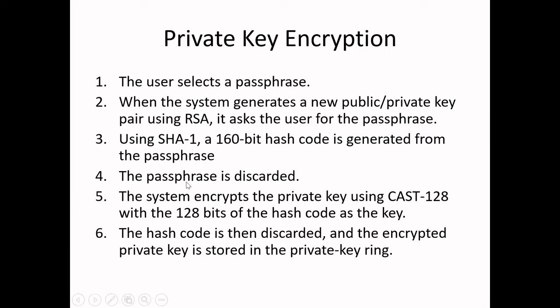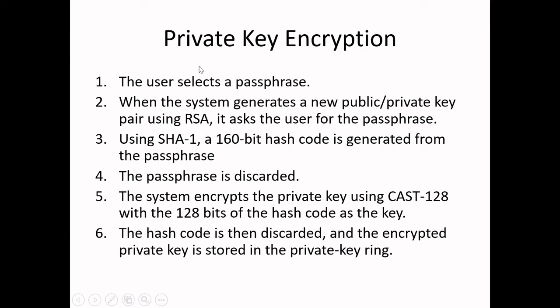It is not being stored. That is not necessary, right? Storing that can lead to security issues. So that is discarded. And now the system encrypts the private key using one of these symmetric key algorithms, CAST-128, with 128 bits of the hash code as the key. Then the hash code is discarded and the encrypted private key is stored in the private key ring. So this is how encryption is done.